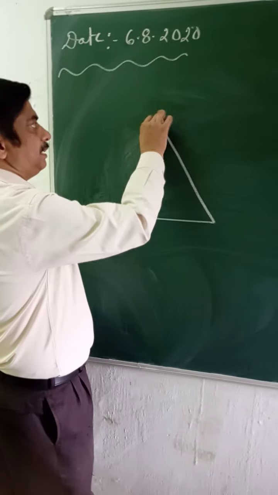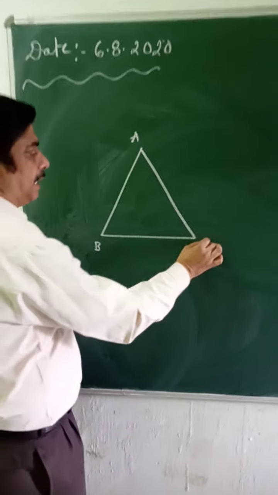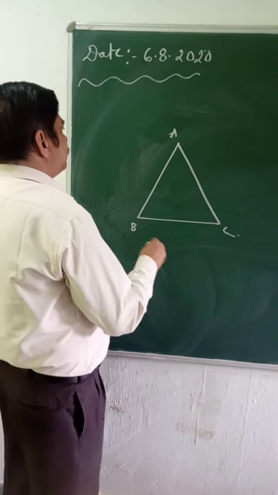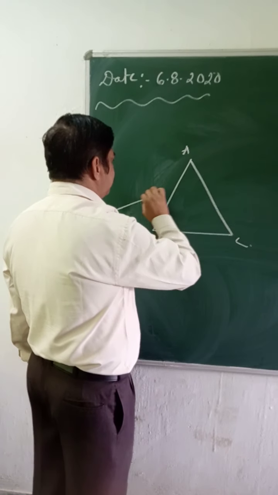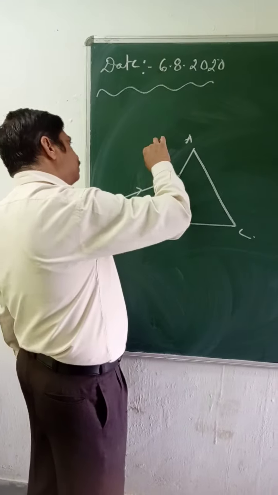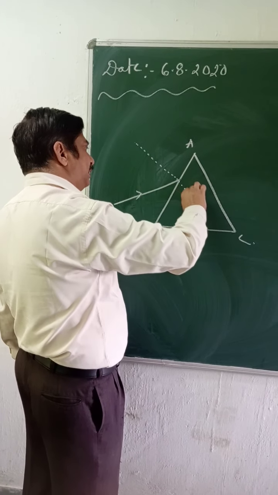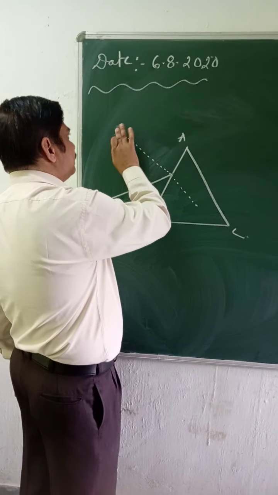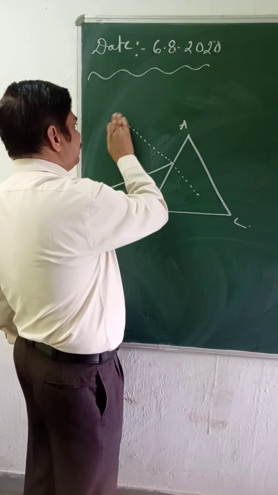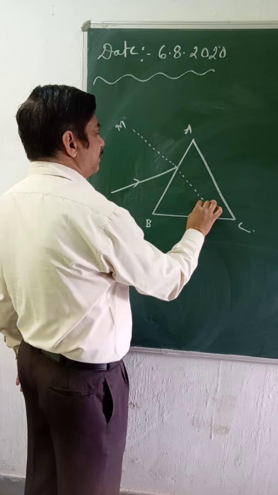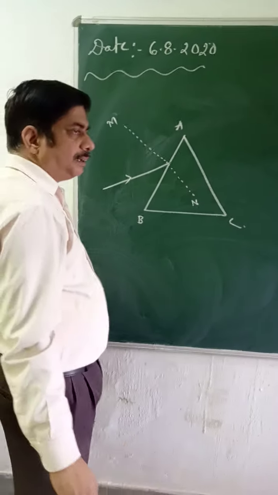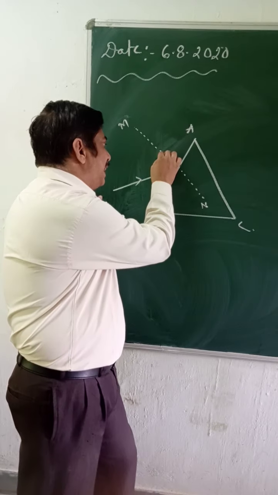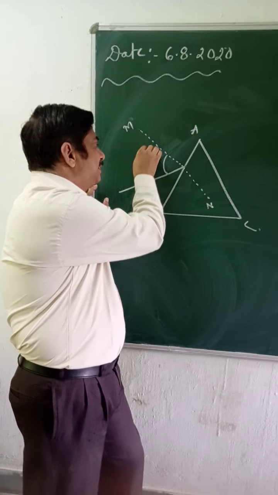So this is A, B and C. Now here, suppose this is the incident ray. So here I have to draw the angle 90 degree. This angle is 90 degree. That's why this one, MN, is one of the normals. So now this is the incident ray. This angle between the incident ray and the normal is said to be i.